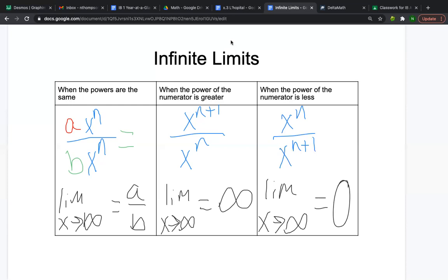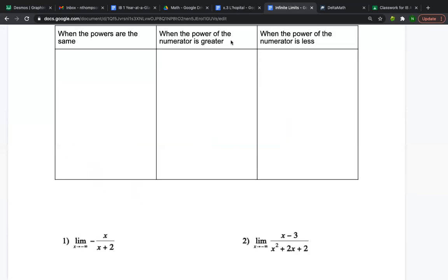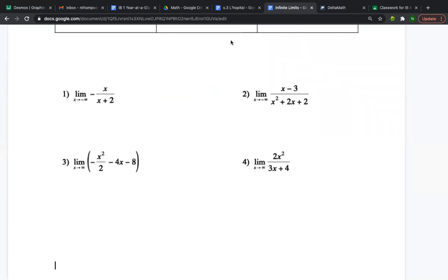So let's take a look at all of these examples here. So the first one, I noticed that the powers are the same, so I'm going to look at the coefficients. So my imaginary coefficient here is 1 and 1, but there is a negative out in front. So I just take the coefficients, so that would be -1. In the next example, the highest powers, so I'm just looking at these two terms. The denominator has the highest power, therefore this is going to be approaching 0.